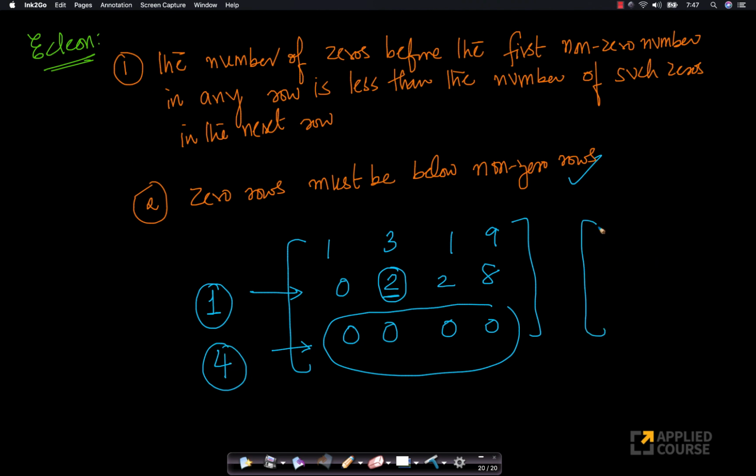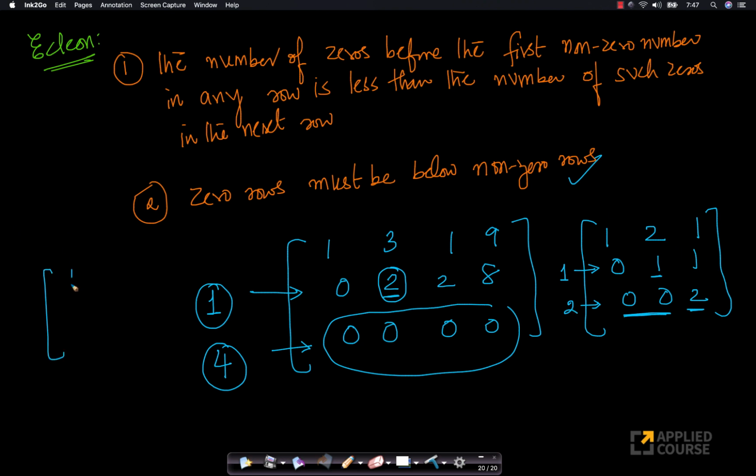Let's take another example. Suppose I have 1, 2, 1; 0, 1, 1; 0, 0, 1, 2. Let's say I have this matrix now. For this row, how many zeros are there before the first non-zero number? Only one zero. Now let's look at the next row. How many zeros are there before the first non-zero number? Two. Because one is less than two, this is said to be in echelon form.